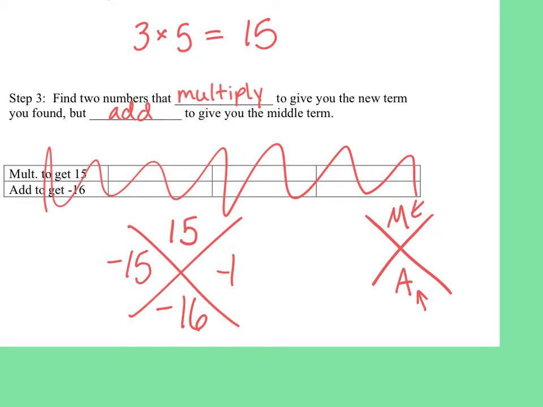Multiply to get the top, add to give you the bottom. You with me? That's why there's an M and an A right there. You don't have to draw that every time, but just a mental note. M over A. You with me?